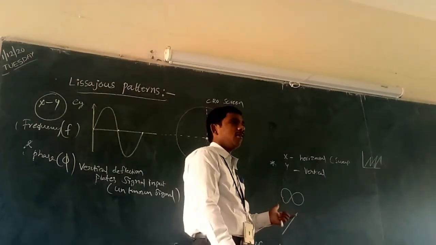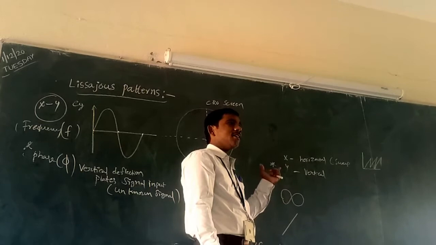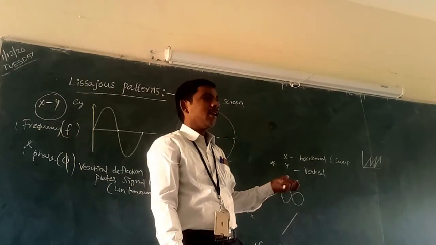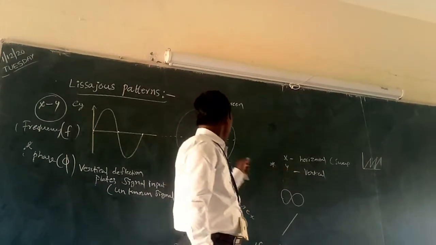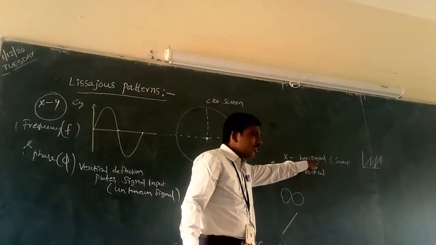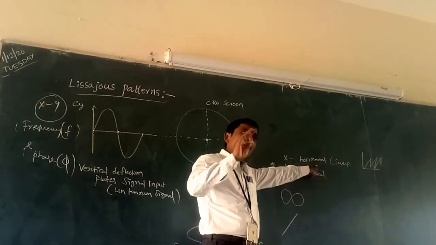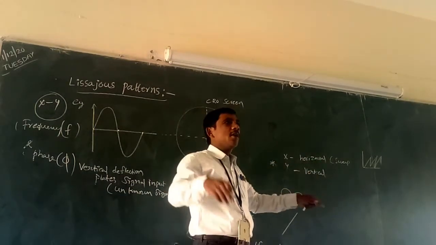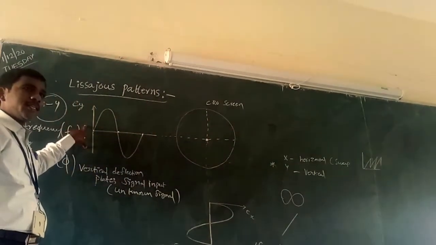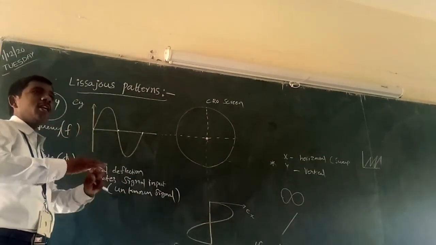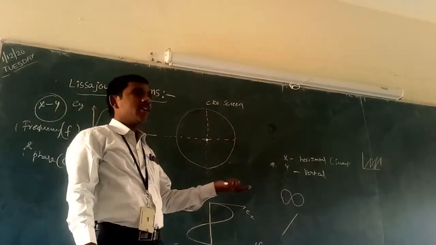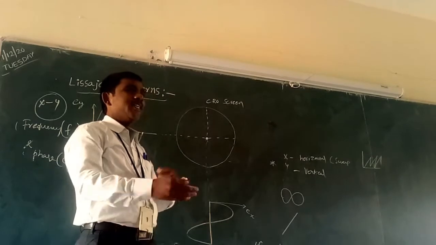A horizontal line comes. A horizontal line comes because the horizontal plates already have an input inside. When you turn on the CRO, a horizontal line comes because the sweep generator, the time base generator, already gives input. Whenever you give the unknown signal to the CRO, the horizontal line will disappear and it comes to the unknown signal format. It will be synchronized.